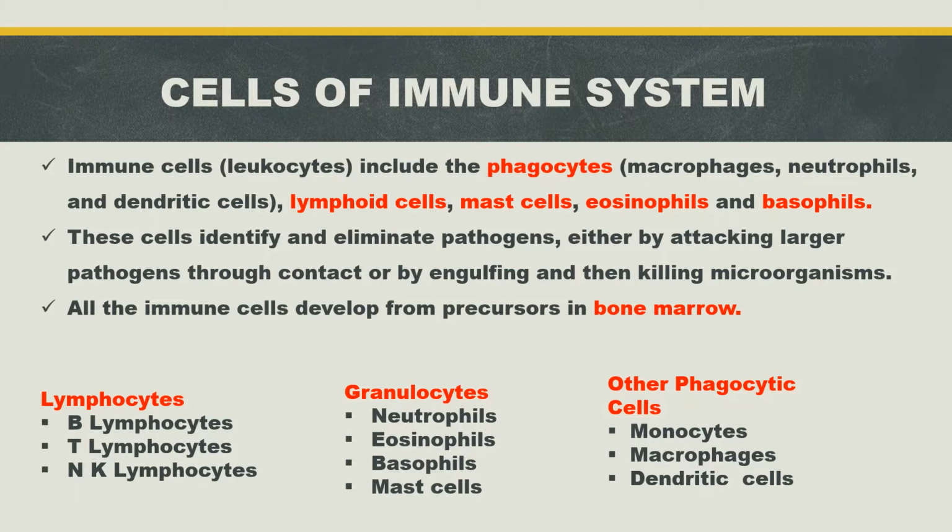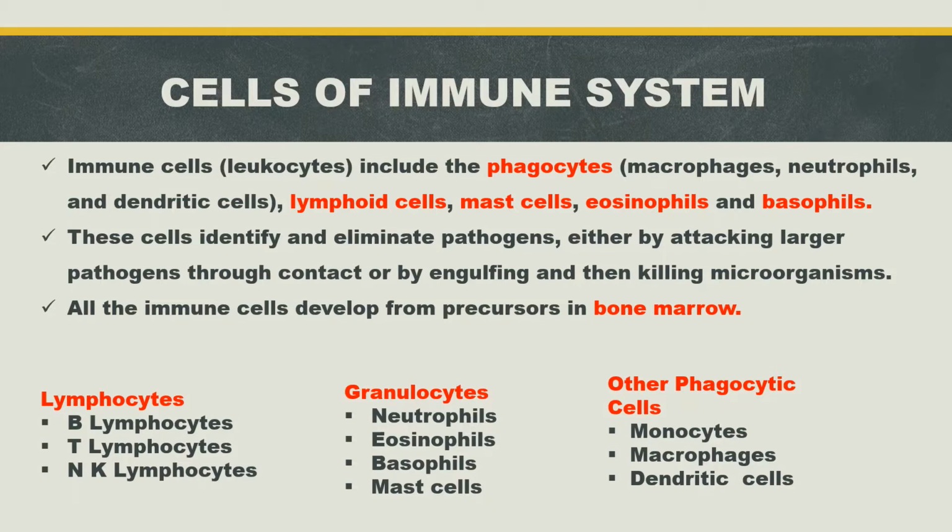Some will participate in inflammation, others will kill by phagocytosis, and some cells will produce chemicals that will kill or eliminate microorganisms. All the immune cells develop from a precursor in bone marrow. The precursor is called the hematopoietic stem cell. So, what are the cells of the immune system? Lymphocytes. Lymphocytes develop from lymphoid progenitor cells. Lymphocytes include B lymphocytes, T lymphocytes and NK lymphocytes. NK lymphocyte is also called natural killer cell.